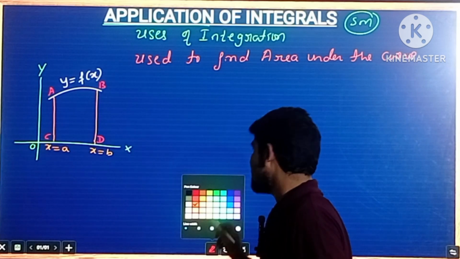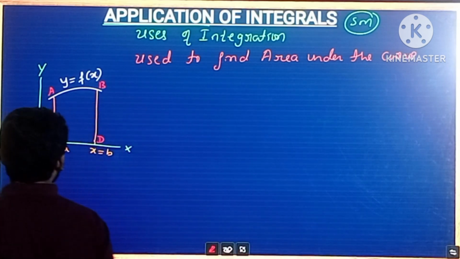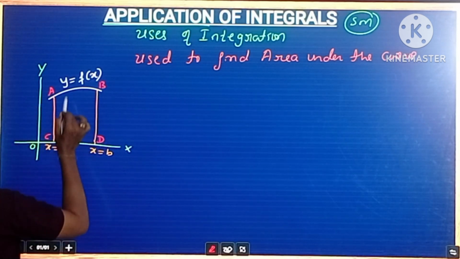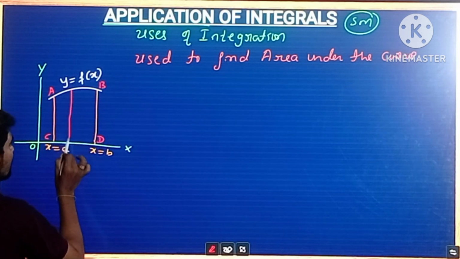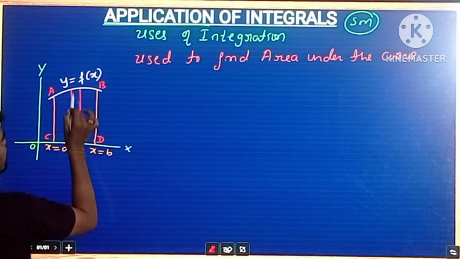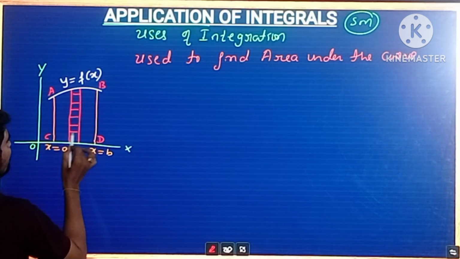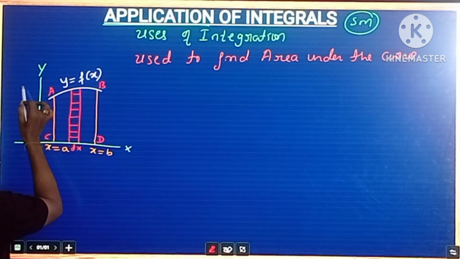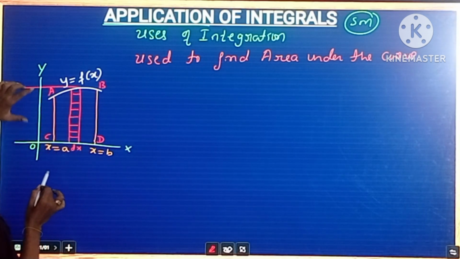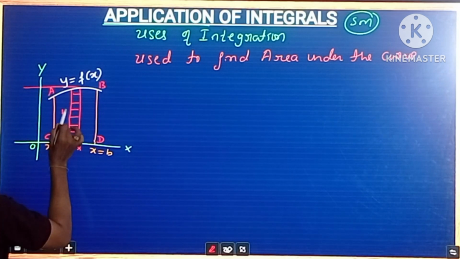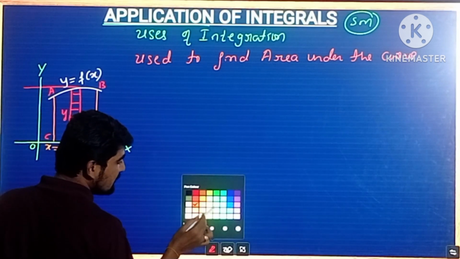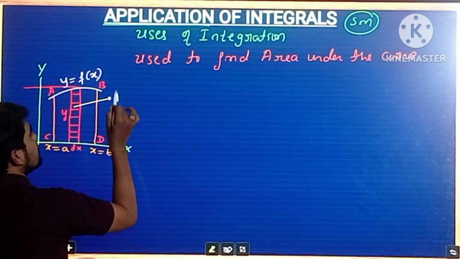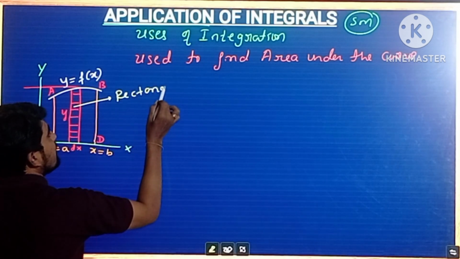The technique is, firstly I'm going to consider one vertical rectangular strip of width dx, and definitely its length should be equal to y. From origin to this, the length is equal to what? y. Since the considered strip is in rectangle shape, this one is a rectangular strip.